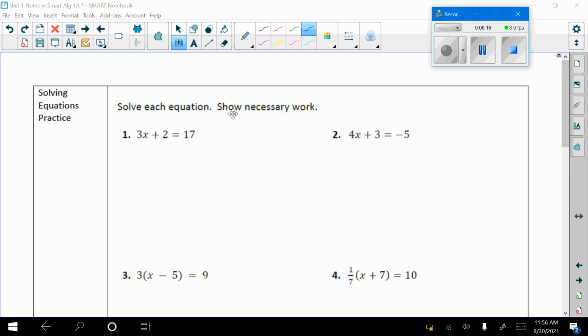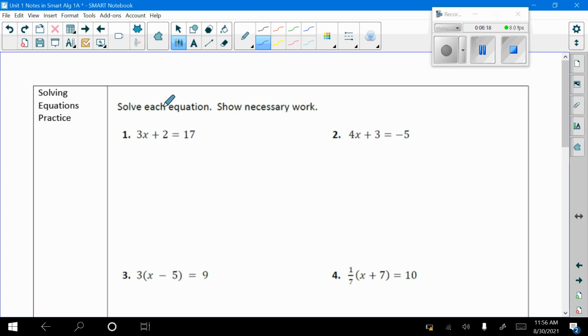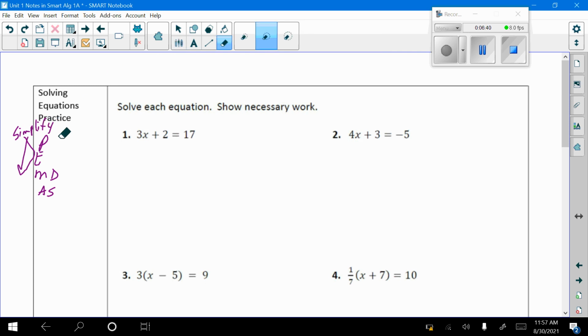Okay, so we're going to solve each of these, and as I look at this, solve each equation, show the necessary work. So try these. These are two-steppers for the most part. I'll remind you that it's parentheses, exponents, multiply, divide, add, and subtract. Well, if I go this direction, that's when I'm simplifying. When I want to solve, though, I'm going to go in the other direction. Let me fix that real quick. Going down is simplify. If I want to solve, I'm going to go up.